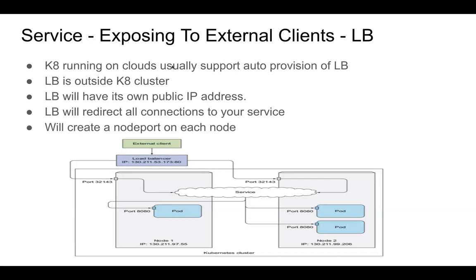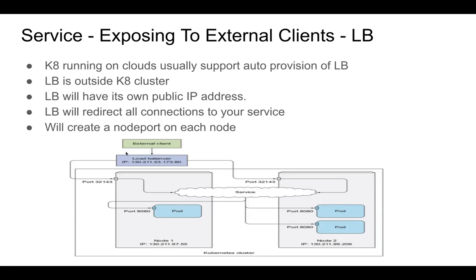Kubernetes running on clouds usually supports auto provisioning of the load balancer. A load balancer is outside the Kubernetes cluster. The load balancer will have its own public IP address. It will redirect all connections to your service, which will create a node port on each node. So this is how the flow works.